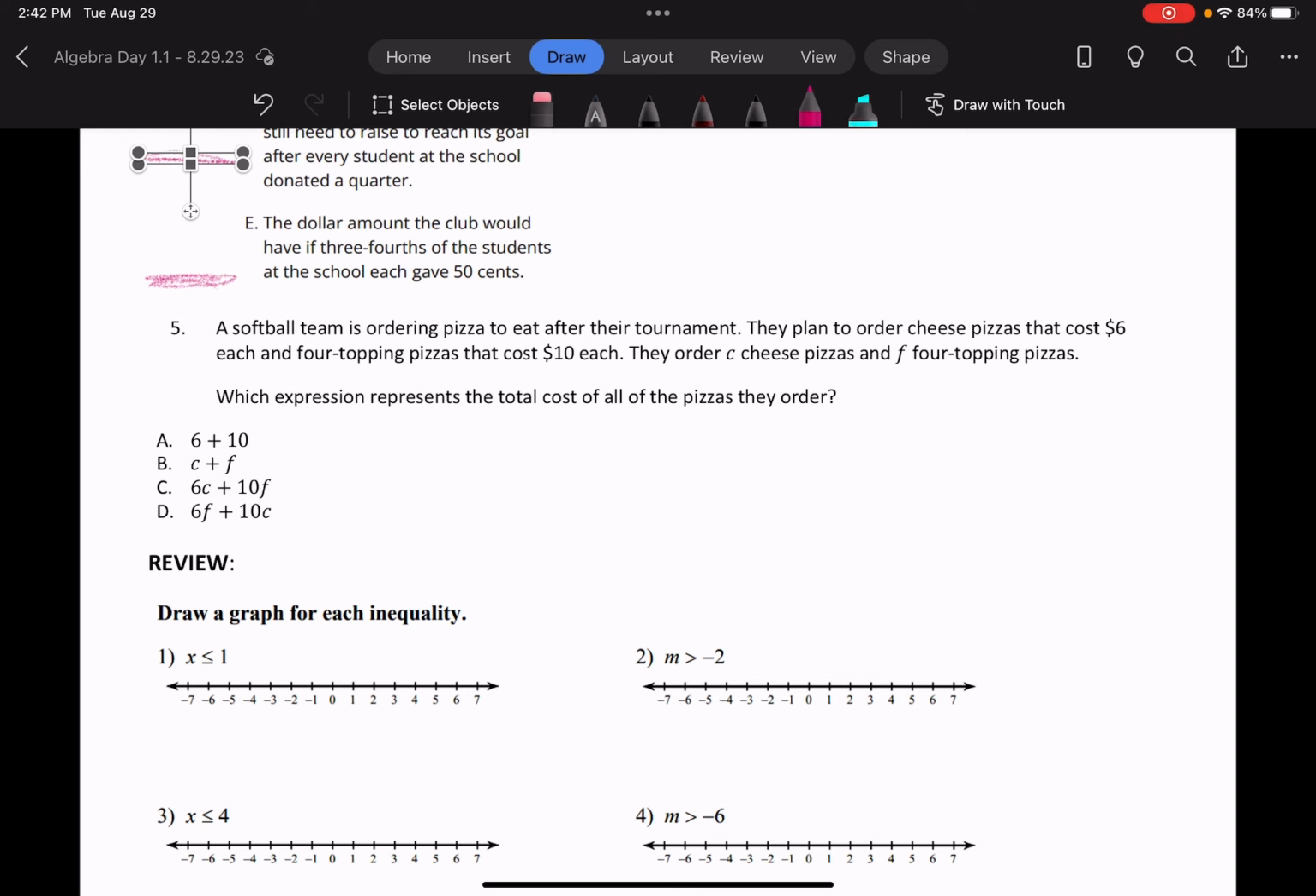You may have already picked one out immediately. But 6 plus 10 just gives us $6 plus $10. That gives us $16, but that doesn't include how many pizzas we ordered at all. All right, so it can't be A.